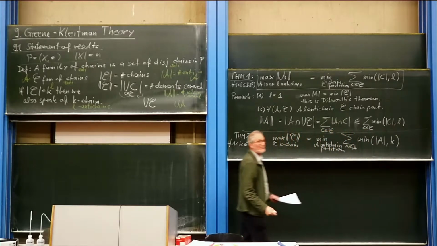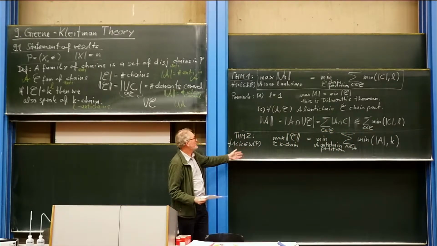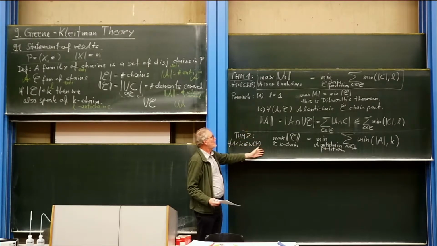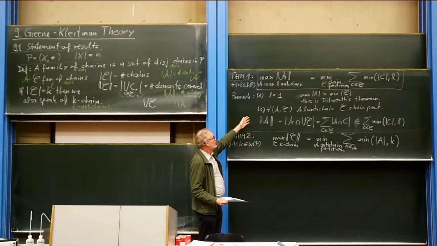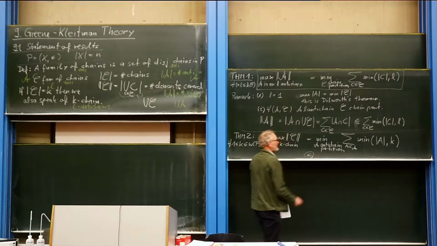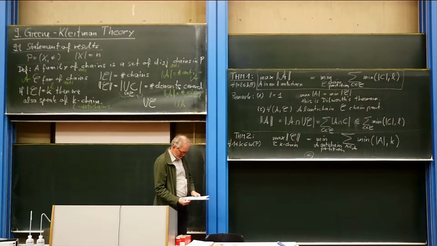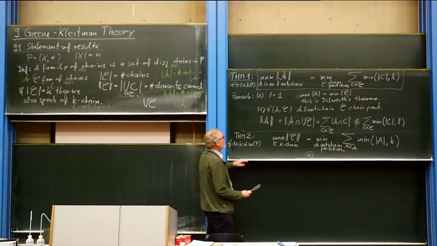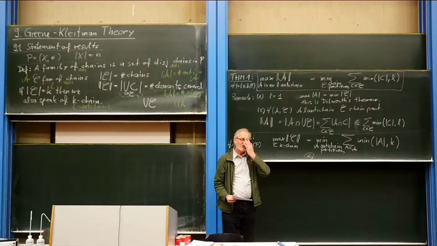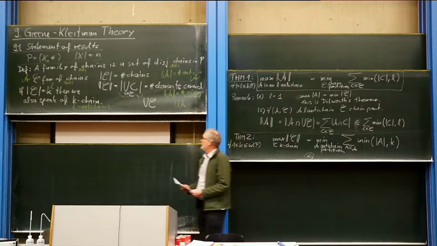And of course, this is a generalization of the dual of Dilworth's theorem. So for K equals 1, this is just the dual of Dilworth's theorem. And again, this inequality here is easy. Okay, so these are the first two theorems. We are going to have 5 theorems in this series.